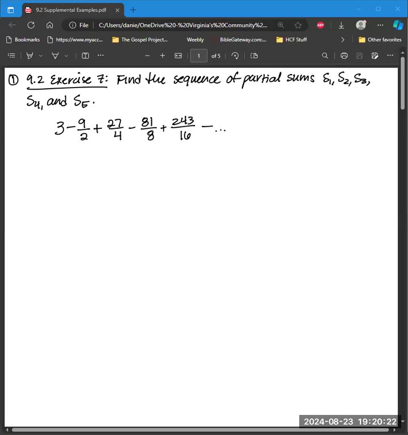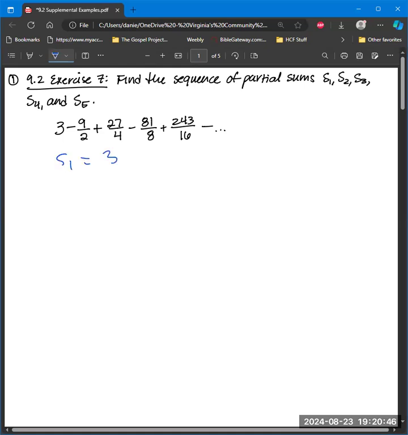In this video, we're going to talk about supplemental examples from 9.2, where we talked about convergence and divergence of series and some of our first tests for convergence and divergence. Let's do one by definition first, where we find the sequence of partial sums S1, S2, S3, S4, and S5 for the given series here.